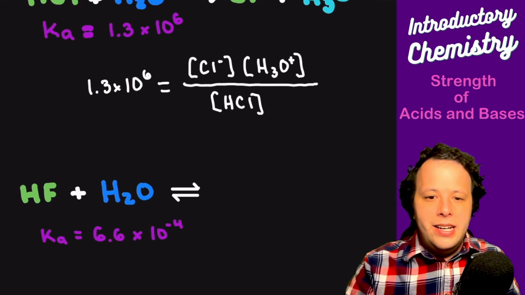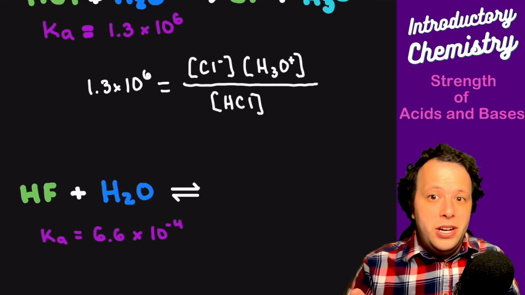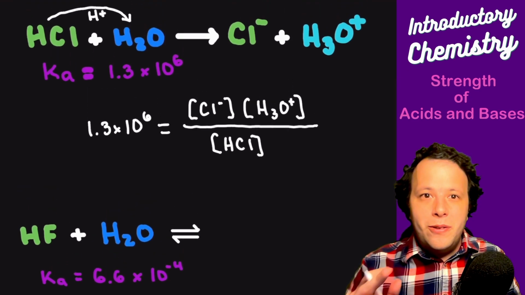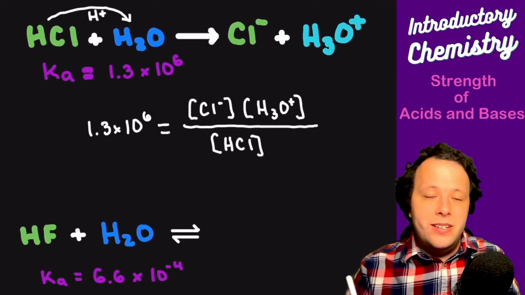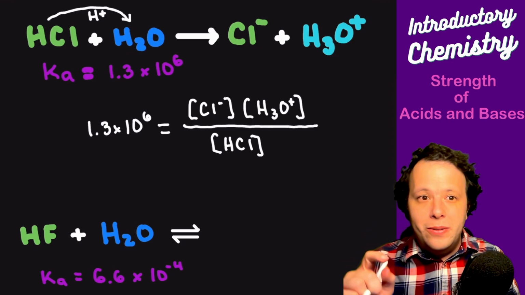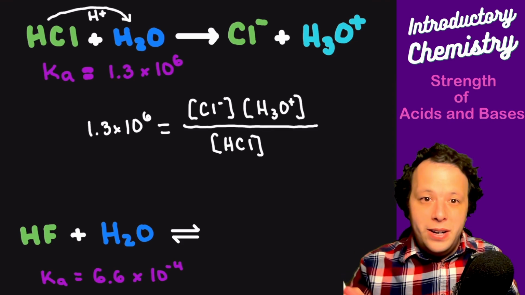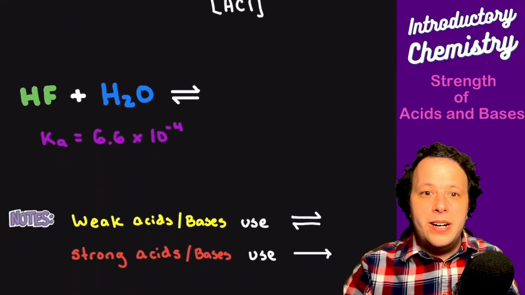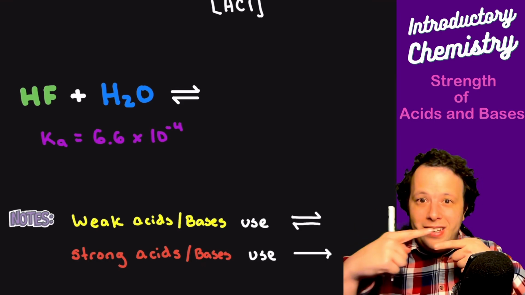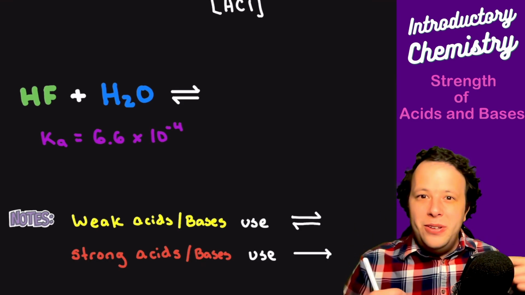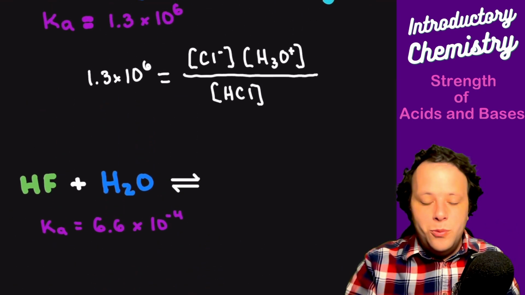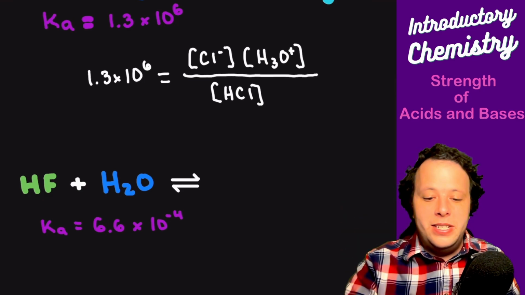Now, the other one we have down below is HF and water. The one thing to point out about these two different reactions is the difference in the arrows, right? The HCl plus water has a single arrow. Hydrofluoric acid, or HF, has a reversible arrow. So we use a reversible arrow to denote a weak acid or base, and we use a single arrow to say, hey, we have a strong acid or base. So it's one way to be able to see the difference.